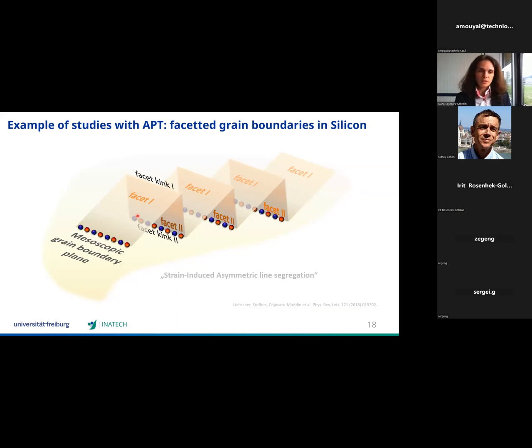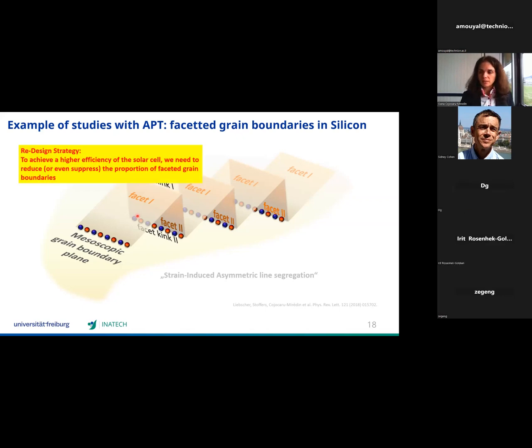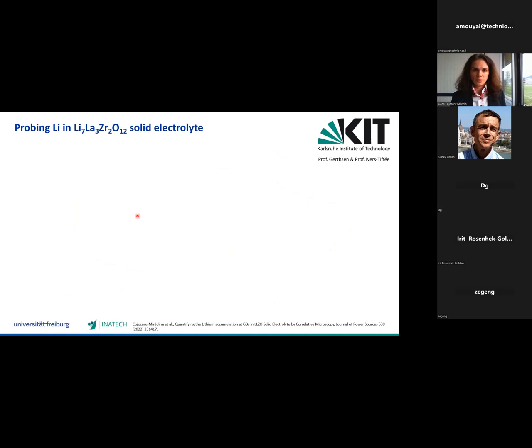And this is kind of novel science which has been discovered and published together with the people from Max Planck in 2018. So why is this information important? It is very important simply because by providing this information to the industry, they were able to change the growth procedure so that the faceting of the grain boundary can be reduced, and the proportion of this faceted grain boundary can be reduced, and then further increase the efficiency of the devices.